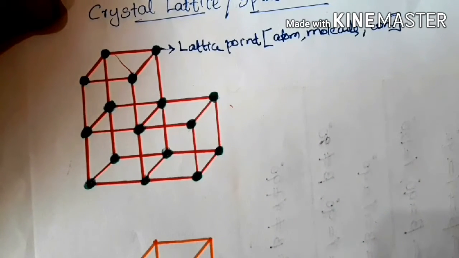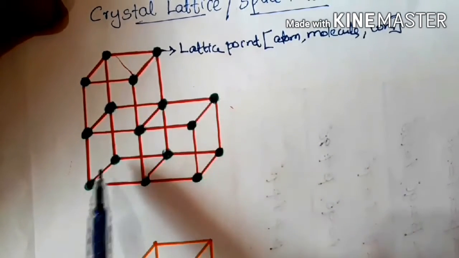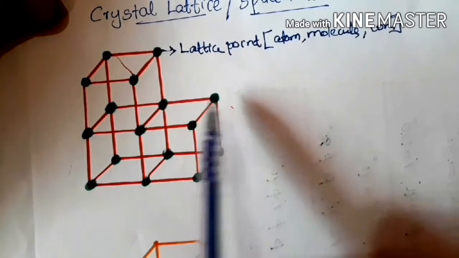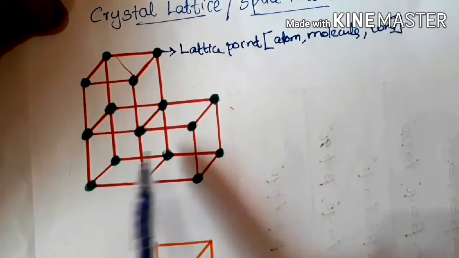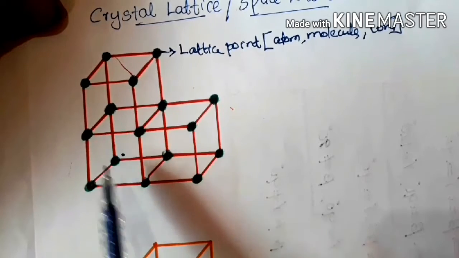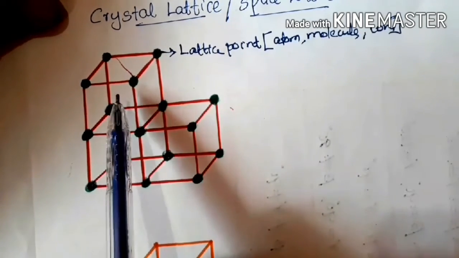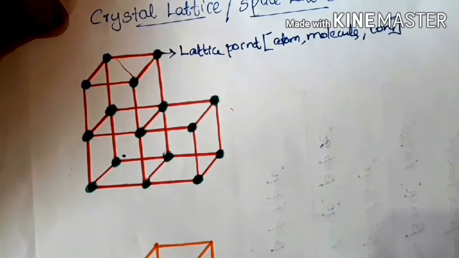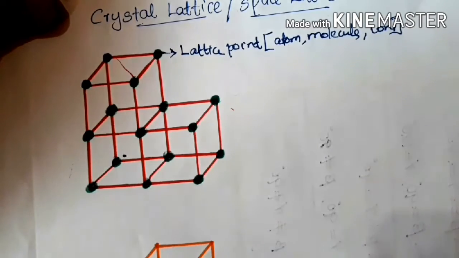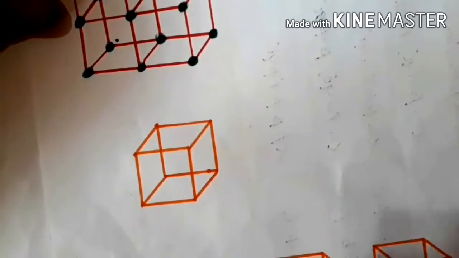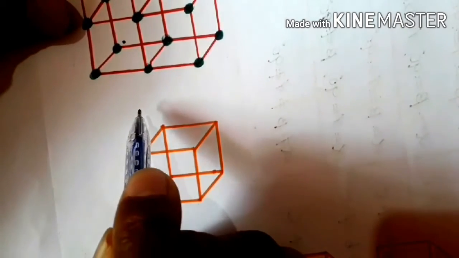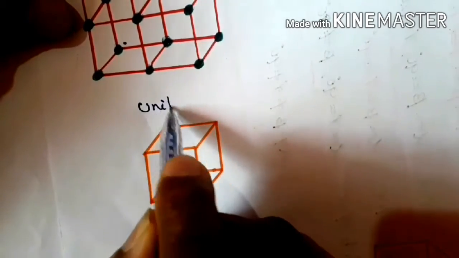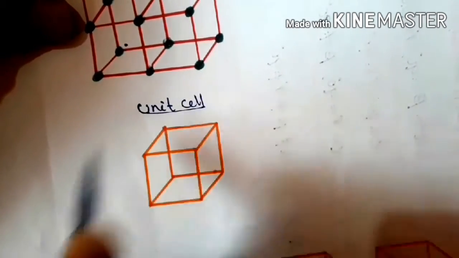Here you can see the lattice points are arranged in a cube. Now this cube is the repetition of this cube, and this another. Likewise, the three-dimensional arrangement of these cubes results in a final crystal. Now you can see one cube from this arrangement. This is the very smallest part and is called the unit cell.